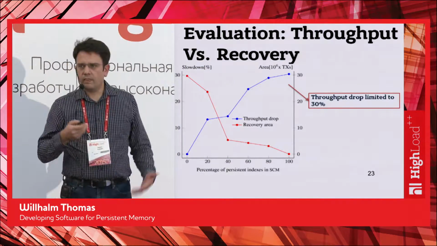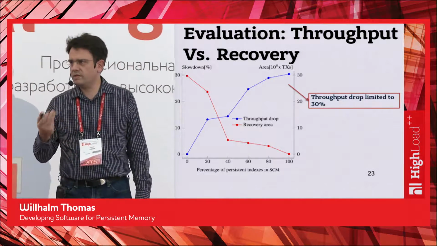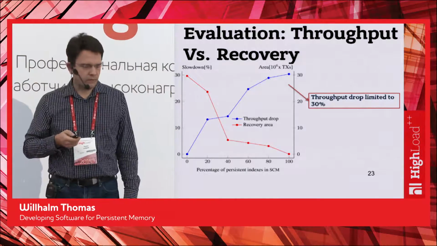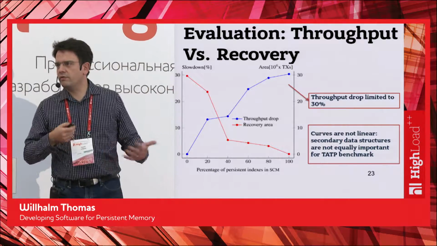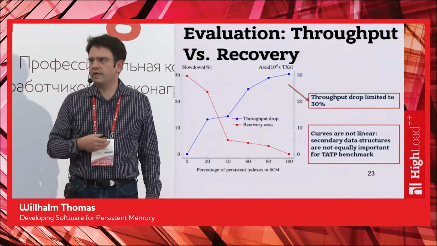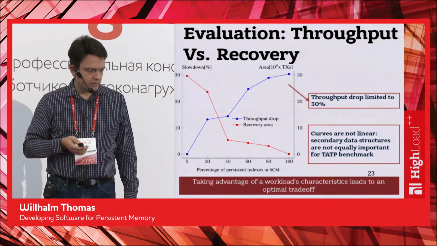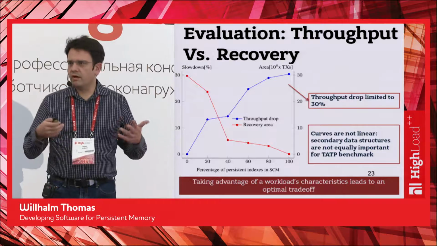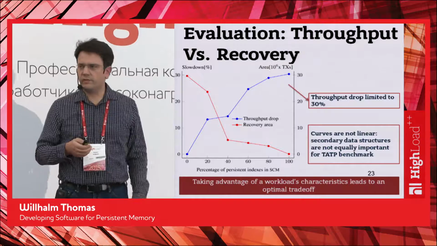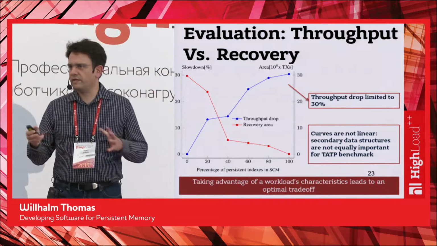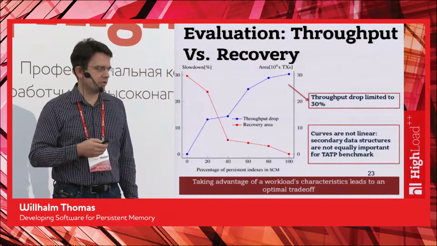So we can either say, oh, we want instant recovery, and we are willing to pay a price of 30% throughput, or we say we want the full throughput, and then we're paying something on the recovery time. So depending on your workload, depending on your data structures, these curves obviously look different, and then you can find the sweet spot for your application or for your customer even.